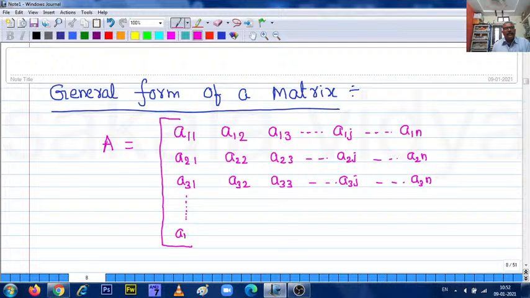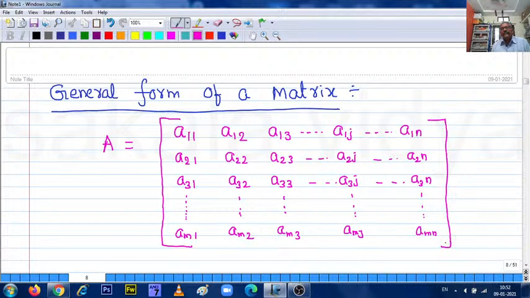You write down A_M1, that means M rows, this is A_M2 and so on, A_M3 and so on, A_MJ and so on. This we can write A_MN because there are MN elements. This is M by N. So this is actually column. This is the first column. So first column, first row, row 1. This is row 2. This is row 3. And this is actually row M.